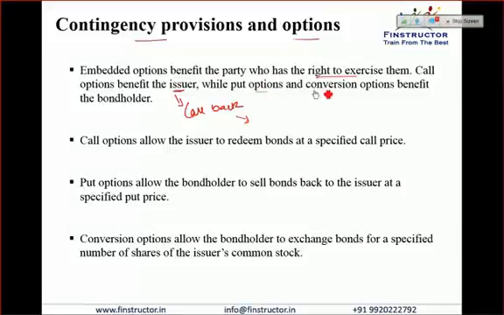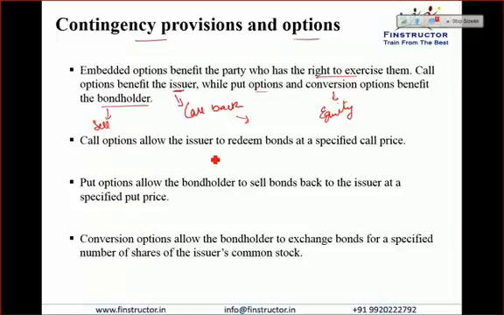Put options and conversion options are generally with the investor or the bondholder. So the investor can sell the bond back to the issuer, or he can convert the bond into equity depending on the equity price, etc. So some options in the bond structure benefit the issuer, like the call option, and some options, generally like the put option and the conversion option, benefit the bondholder.